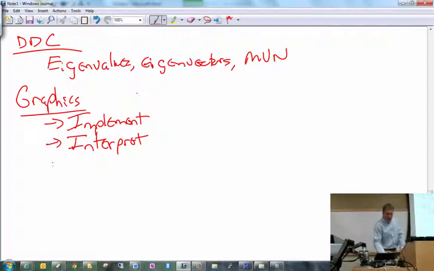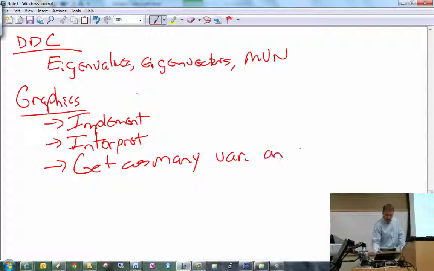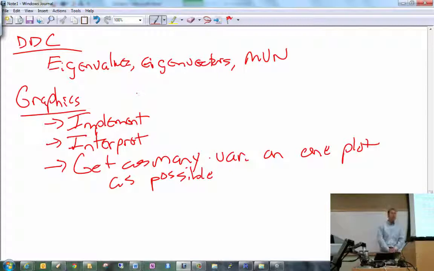A common theme then with the graphics section was to get as many variables on one plot as possible. Because this is a multivariate class, we have lots of variables potentially that we are interested in, and we want to be able to view all those variables, the corresponding data from those variables, graphically. And so we looked at a number of different ways then to do this.